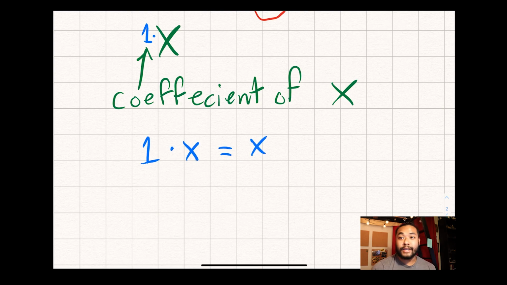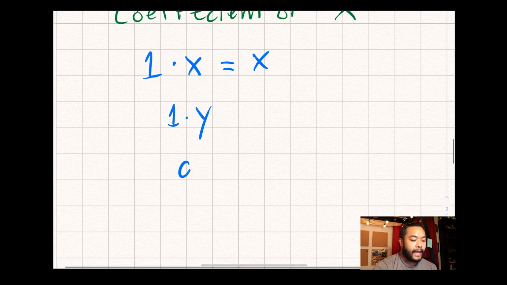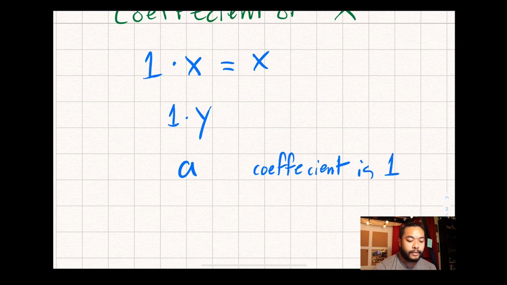So anytime you see a variable or a letter that's all by itself, there is an invisible coefficient, a 1, being multiplied in front of it. So if I have y, the coefficient is 1. Or if I have a, then a's coefficient is 1. That's because it's actually 1 times a.